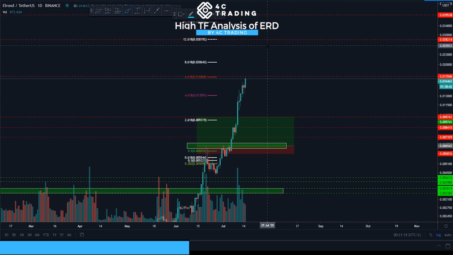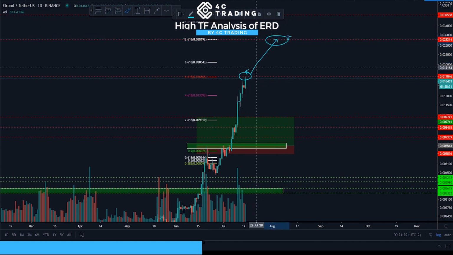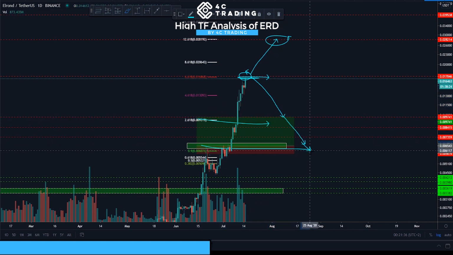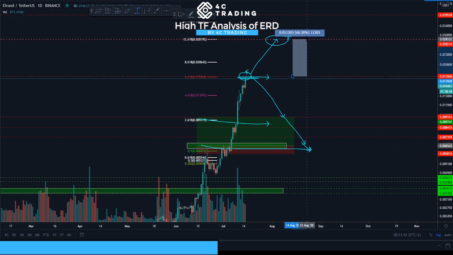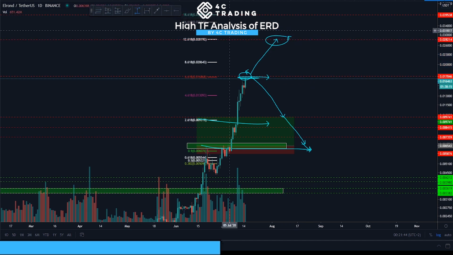In this case, the logic behind the fib here is if we break this point and hold it, we have chances of testing this one. But if we fail here, we can return all the way down to 2 or even lower, to the beginning of the fib where it started. So right now, if you look at it, the downside is about 60%, but the upside is about 60% as well. So basically, being short or long at the moment is neither a wrong choice.